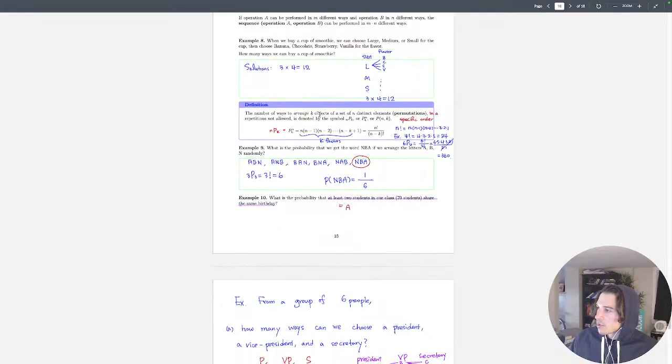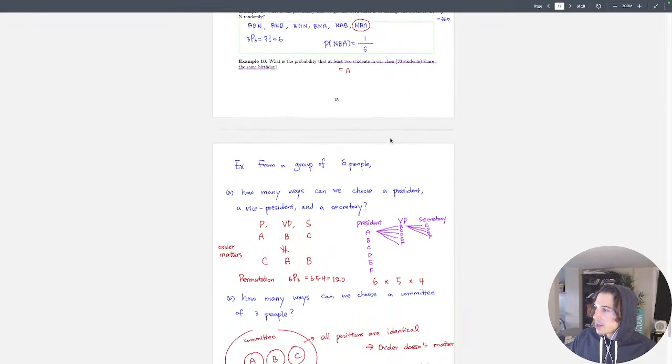So the number of ways to arrange k objects of a set of n distinct elements, permutations, in a specific order, repetitions not allowed, is denoted by the symbol n permute k, or these other symbols, permutation n k, and it's just n factorial over n minus k factorial, but I don't really need to know that because I can just calculate that on a calculator. But the idea is just that you use the permutation to find the number of ways to arrange k objects of n distinct elements in a specific order. So permutations are ordered arrangements. And yeah, this is an example.